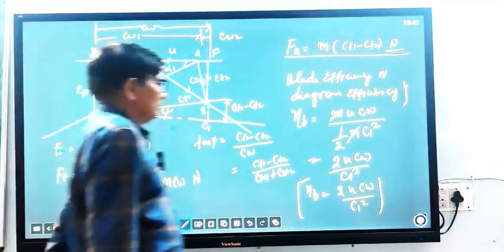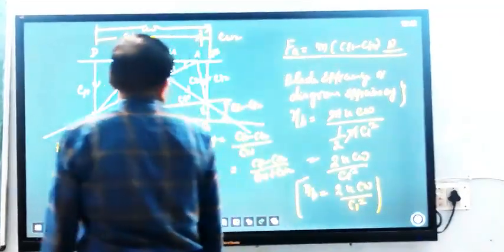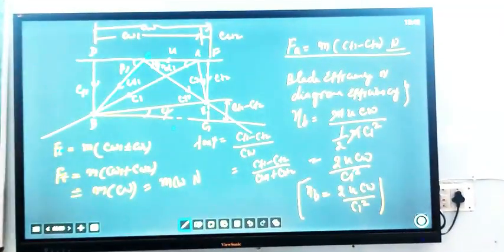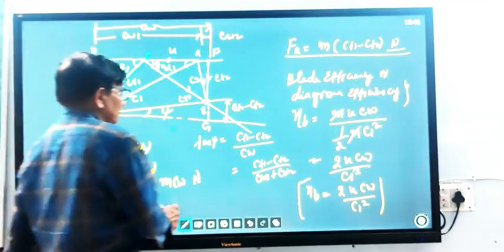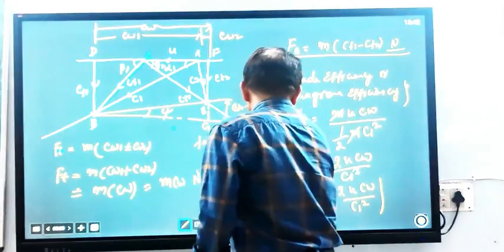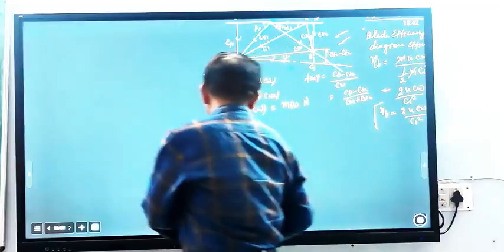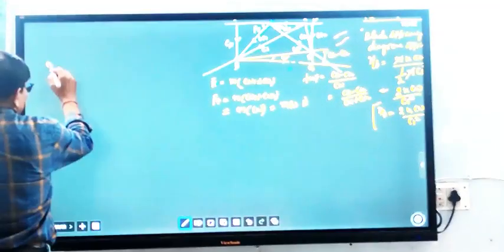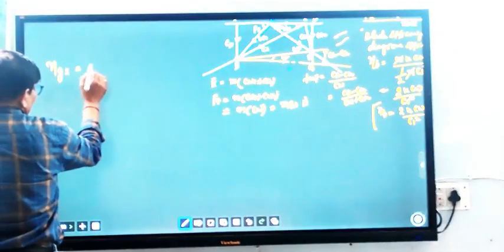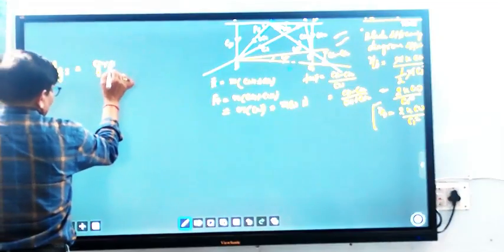This is the blade efficiency. Another thing that we have to define is the gross stage efficiency. Let us see how we define gross stage efficiency, eta GS.